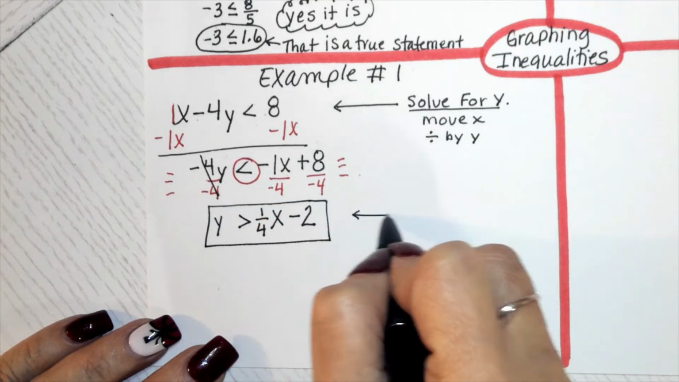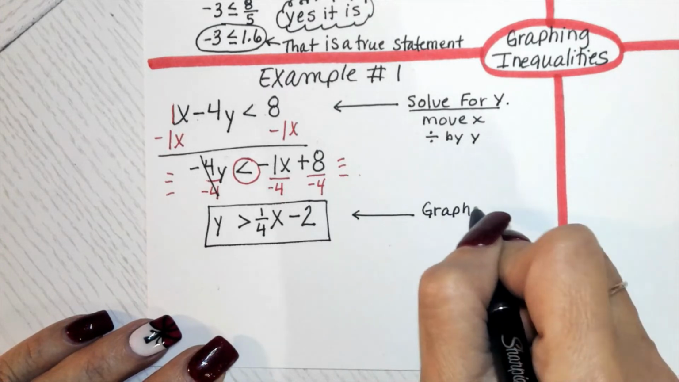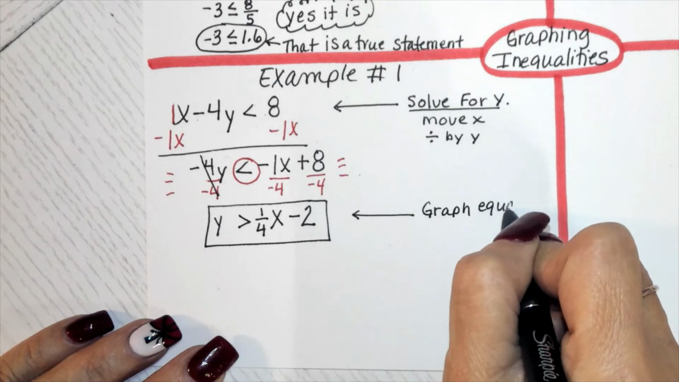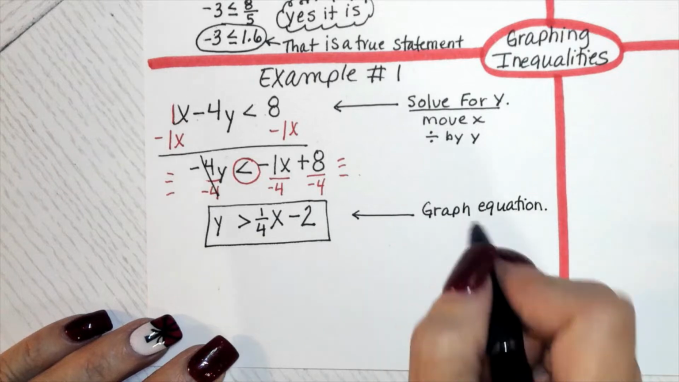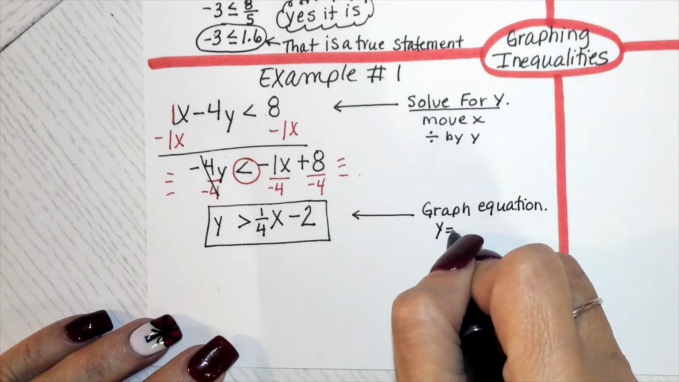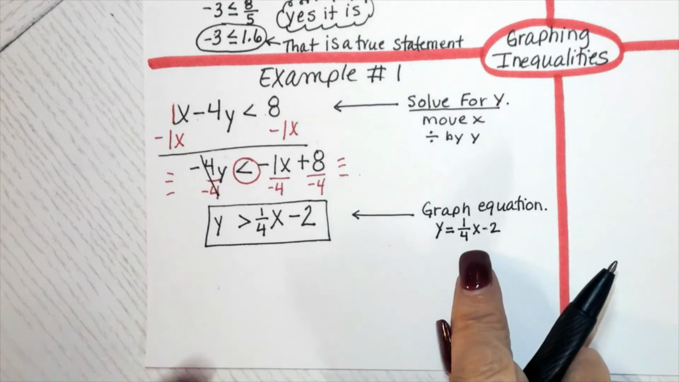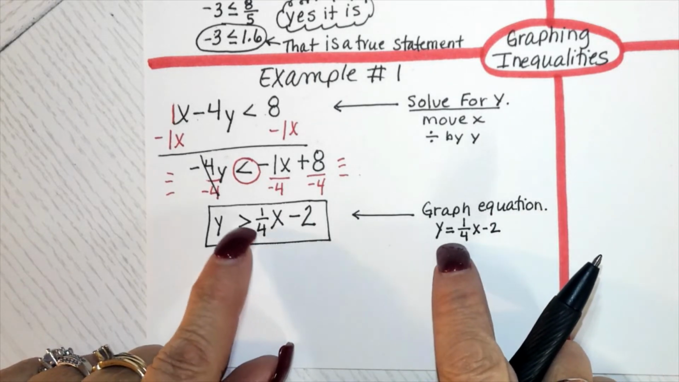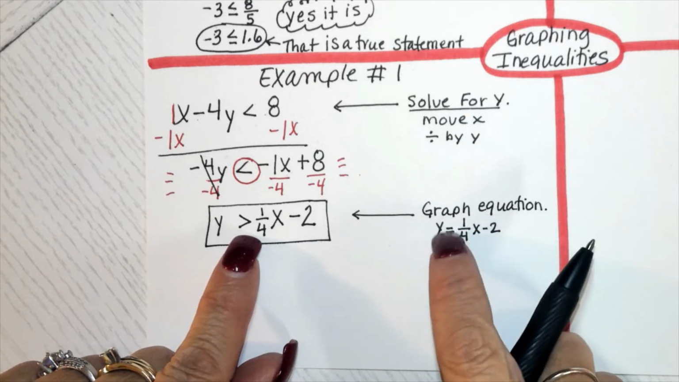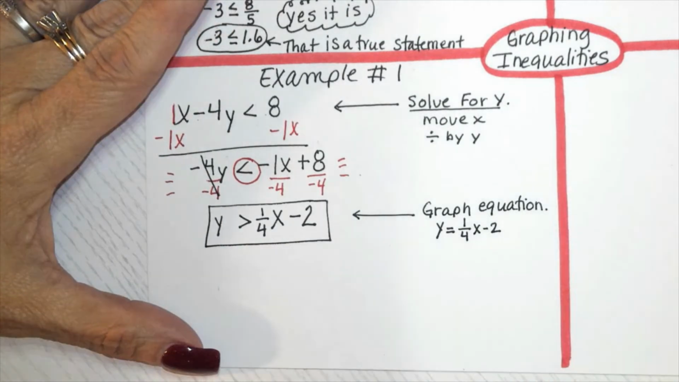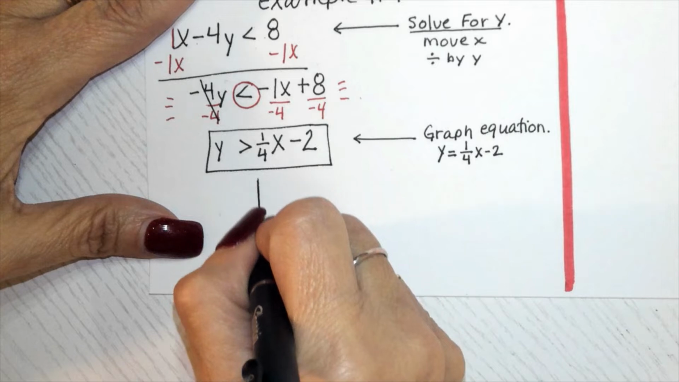And I need to graph this equation. Okay. Now, I'm going to graph it as if it were y equals 1 over 4x minus 2. And you're like, but those are the same thing. No, this one's an equal sign and this one's a greater than. I'm going to graph these points. Okay, so I'm going to come down, y'all. Let me move that up just a little bit. I'm going to draw a graph.